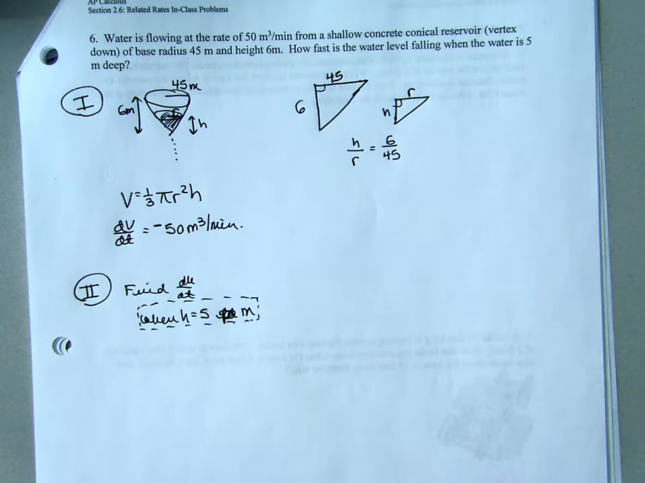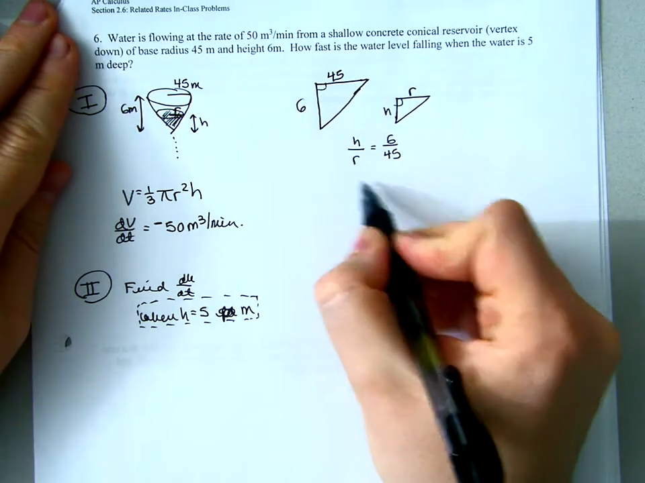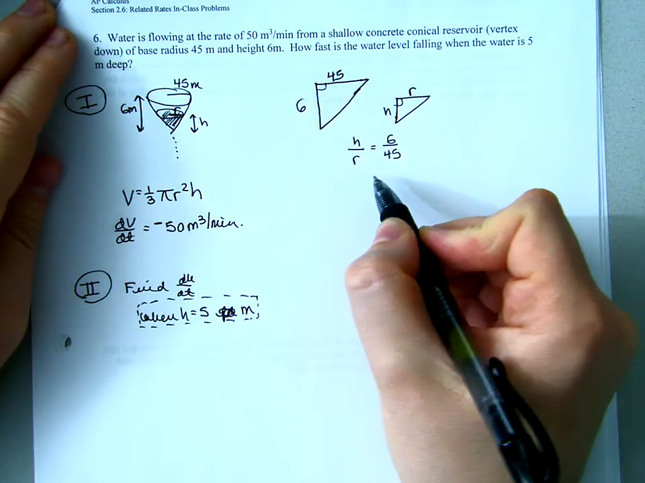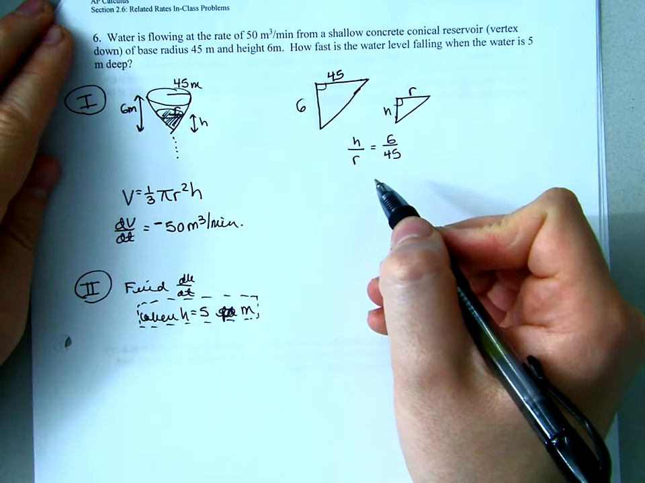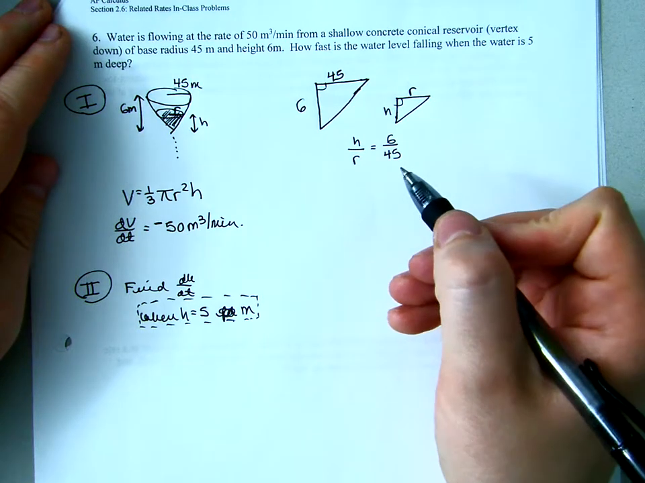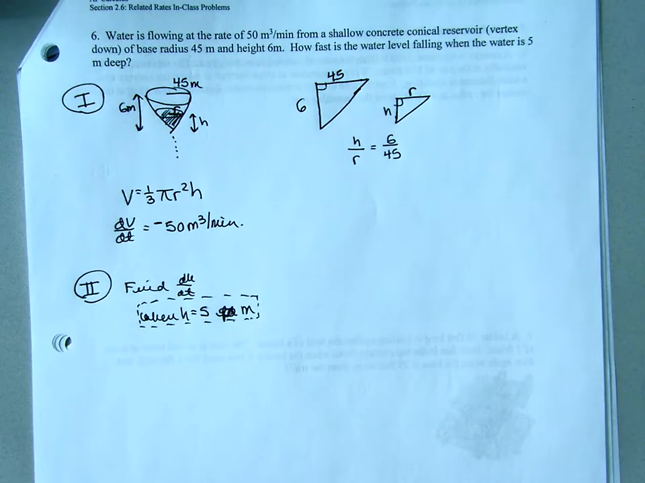R. Why? Because we know things about h, so I want h's in my formula. Do some cross multiplying, solve this thing for r. I would recommend simplifying the fraction before you plug in. But then, plug in, and let's create a volume formula that just includes h's. Go through that work and see what you can do.